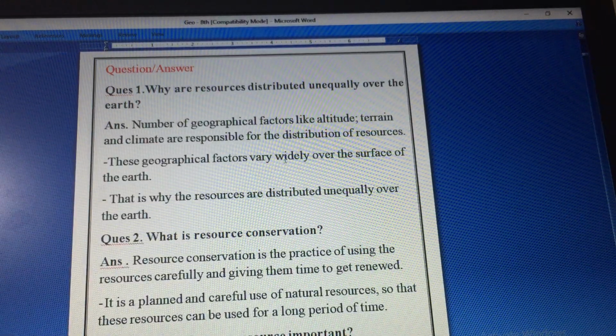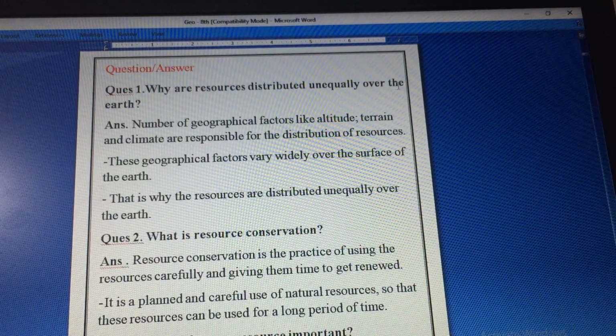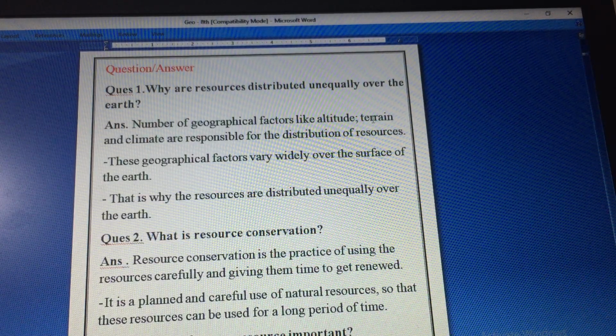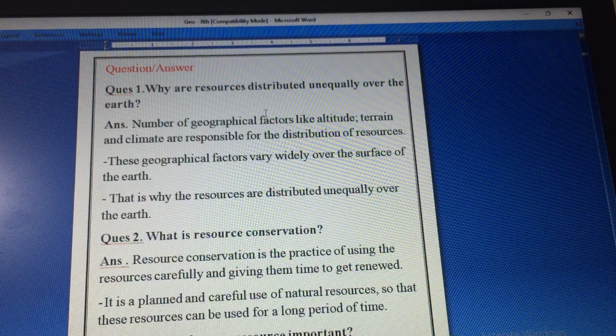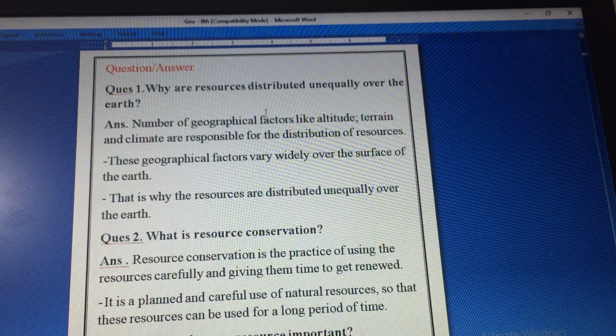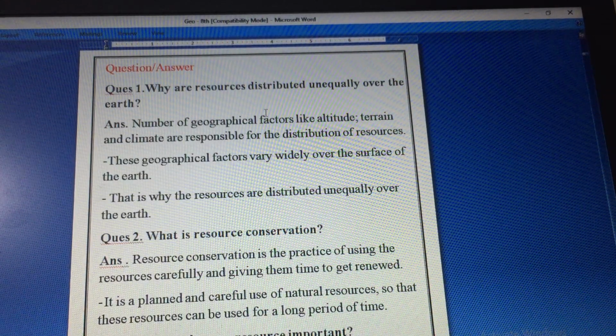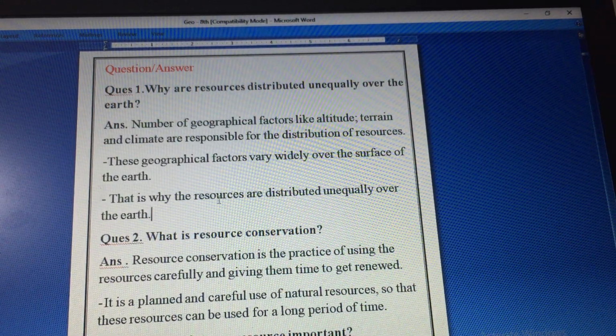Now we'll move on to question answers. So the first question which we have is, why are resources distributed unequally over the earth? Right? So the answer would be, there are a number of geographical factors like altitude, terrain and climate which are responsible for the distribution of resources, because our terrain and altitude are not similar. So it is one of the most important reasons. These geographical factors vary widely over the surface of the earth. That is why resources are distributed unequally over the earth.